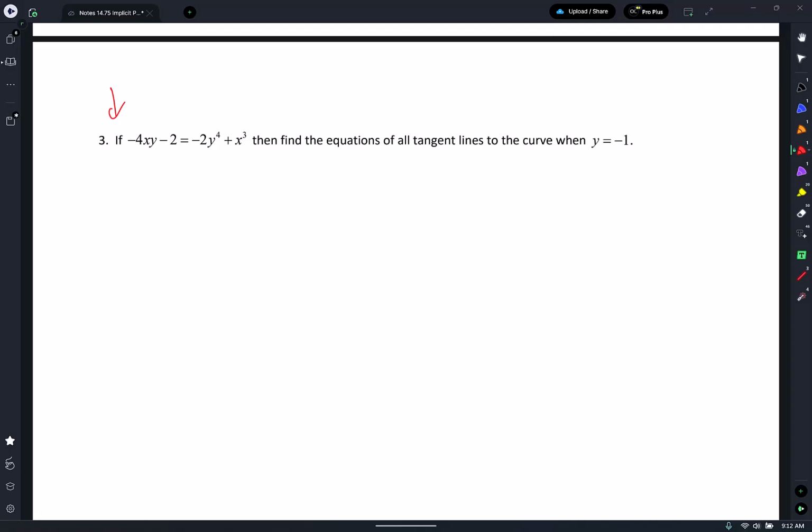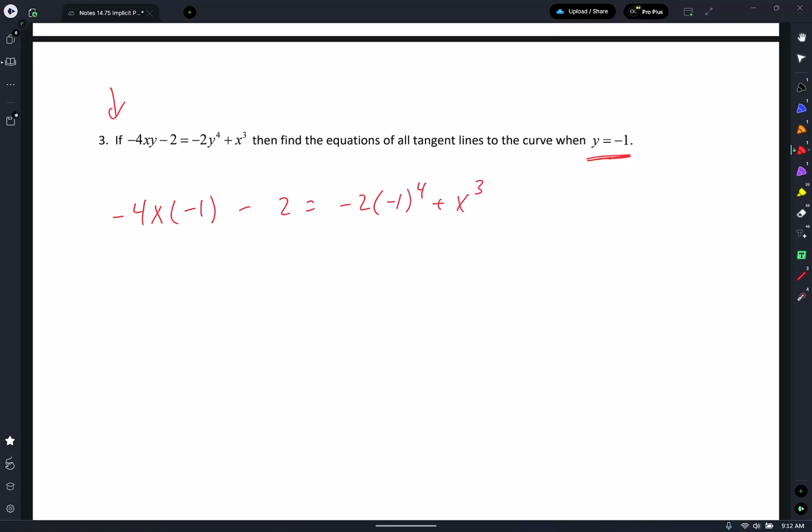Negative 4xy minus 2 equals negative 2y to the fourth plus x cubed. Then find the equations of all tangent lines to the curve when y equals negative 1. Well, if I have a y value, what do I need for tangent lines? Point and slope. So I need to get an x value. So before you do anything, find an x. Negative 4x times negative 1, minus 2 equals negative 2 times negative 1 to the fourth plus x cubed.